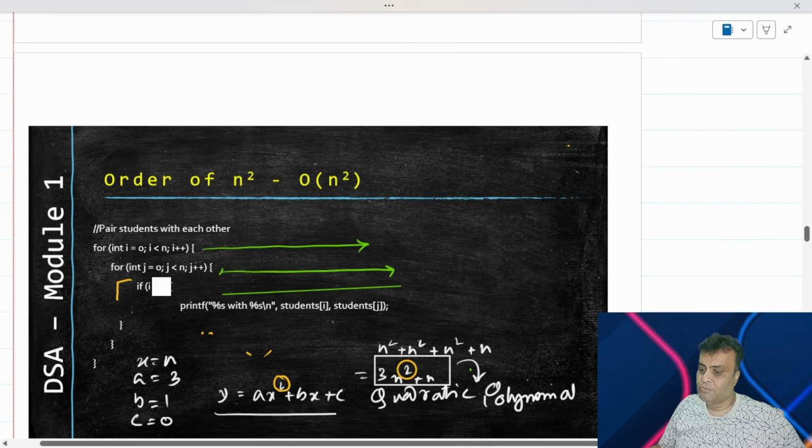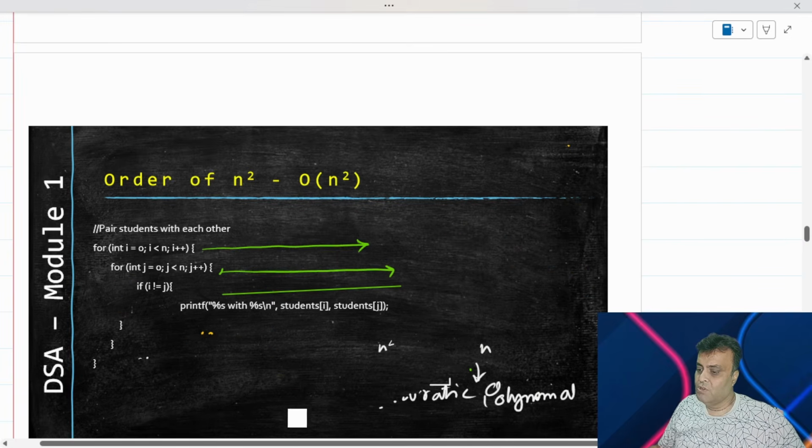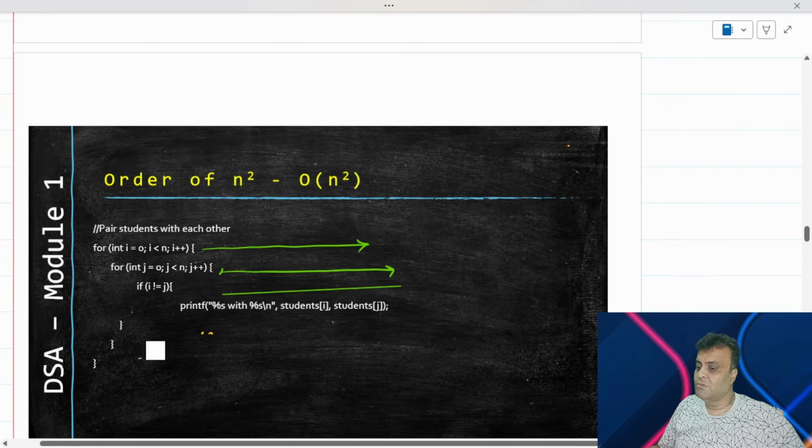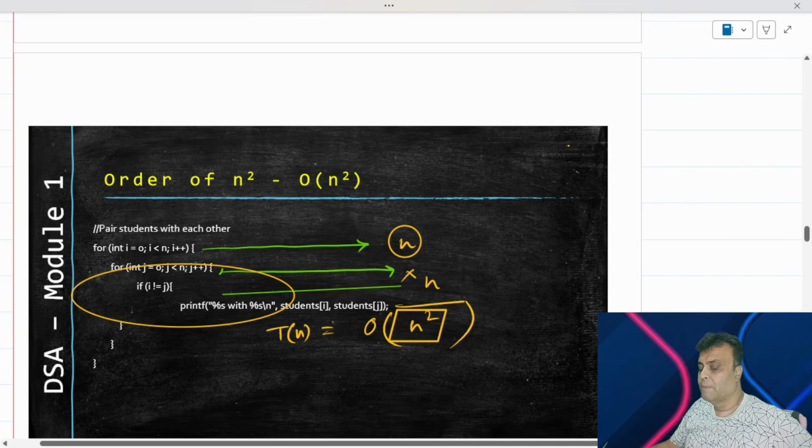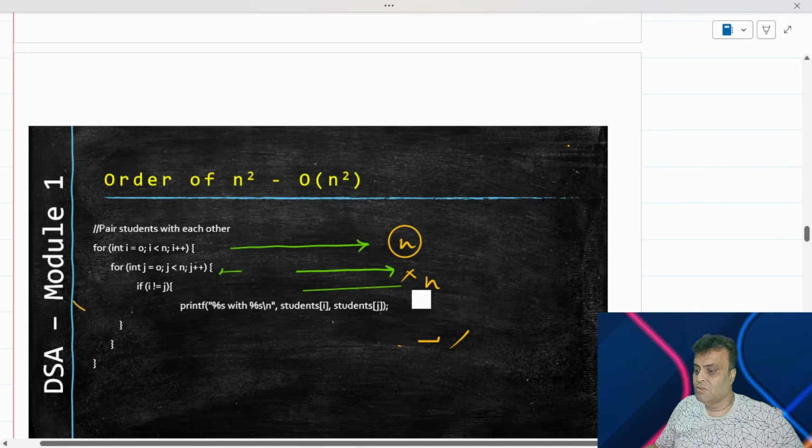If you see a loop, it's always going to be order of n execution. And if you see two loops which are nested amongst each other, this is also going to be an order of n. So this should be a multiplication of both, and hence order of n square will be the time complexity of this particular problem. Right? So that's typically how this thing will go.